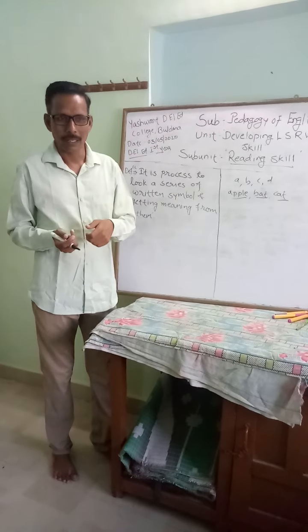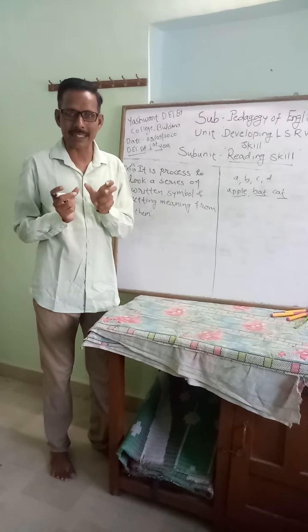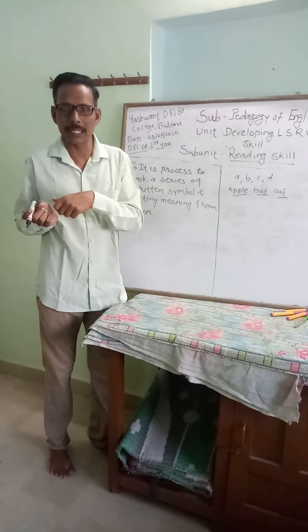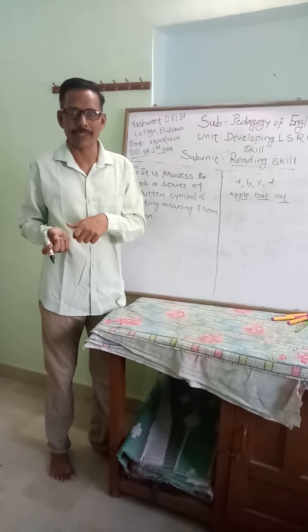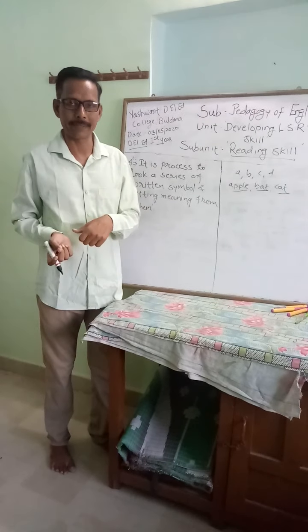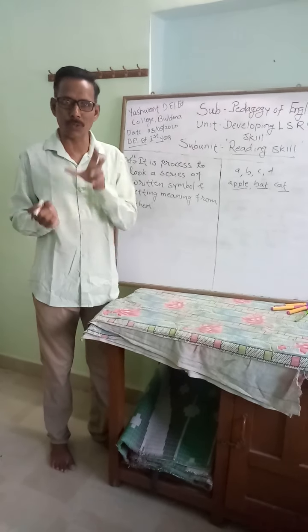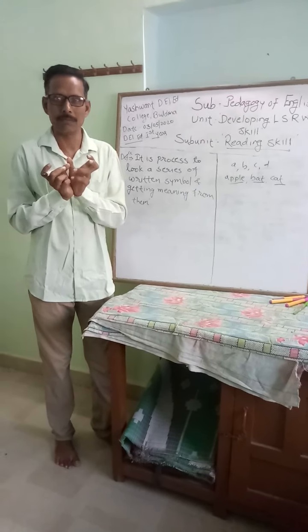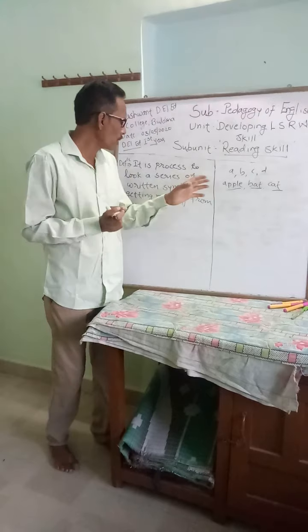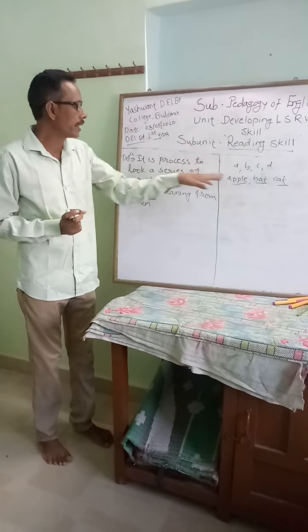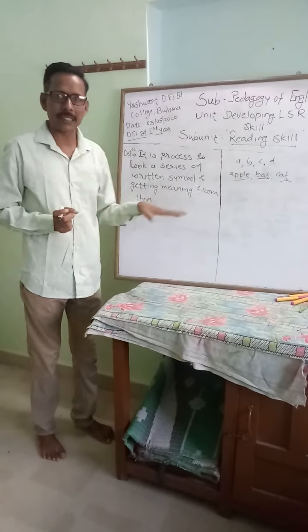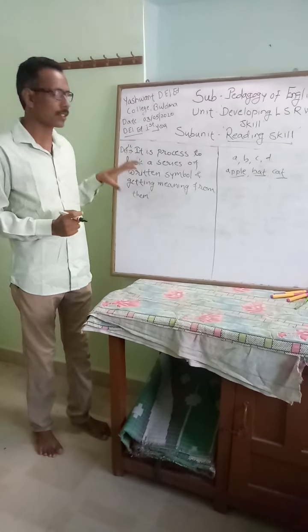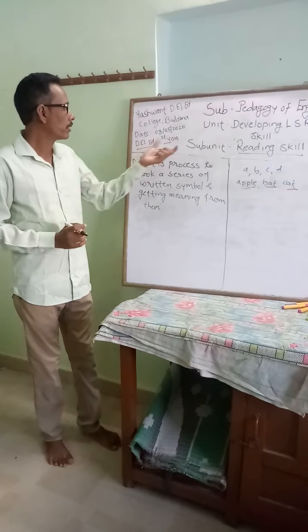Bat, it is the thing used to play cricket. So bat is an object. Then cat, it is an animal. So in this way, in reading, these are the written symbols, and from them we have to get the meaning. This is the simple definition of reading skill.